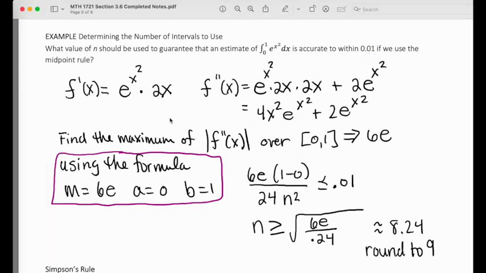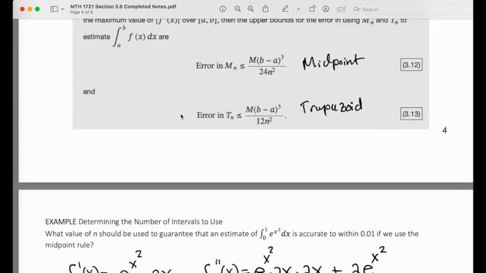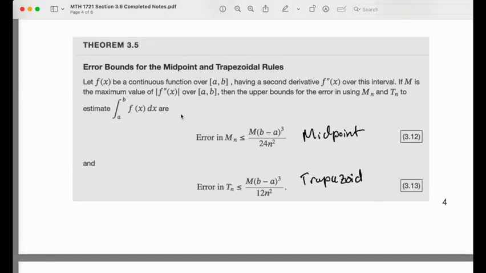The first thing we need to do is come up with our value of m from this formula. And it's asking us to do this if we're going to perform the midpoint formula. We're going to use this formula right here, this first one with the m. This m represents the maximum value of the absolute value of the second derivative over our interval of interest. So we need to find the second derivative and graph the absolute value of the second derivative over the interval that we're interested in and look to see where the highest point is on that interval.